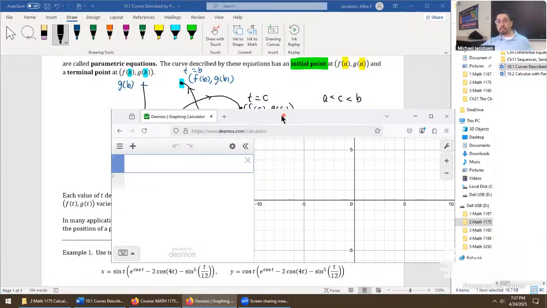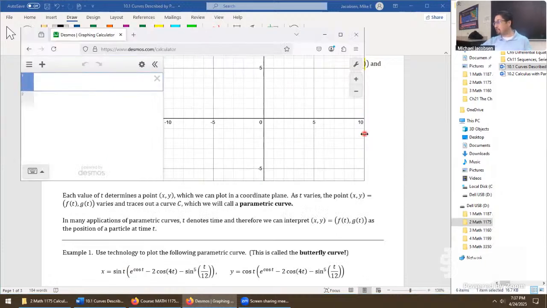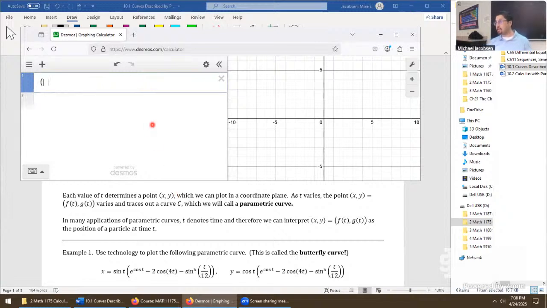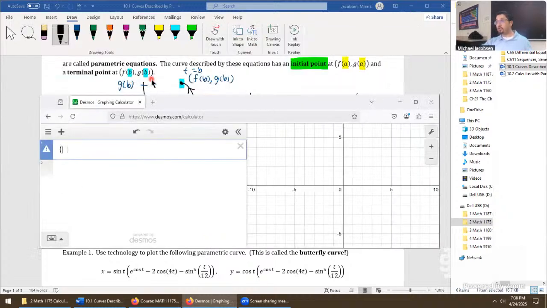Desmos turns out to be really powerful for plotting this kind of curve. It's also doing a great job for, if you know you're taking Calculus 3, it does a good job of plotting surfaces as well these days. The way we put in a parametric curve is by going like this. There has to be a function for x and a function for the y-coordinate.